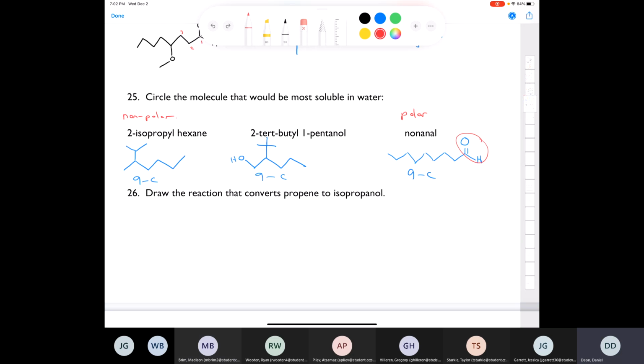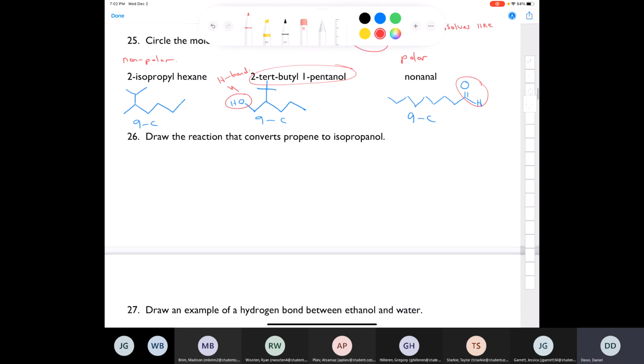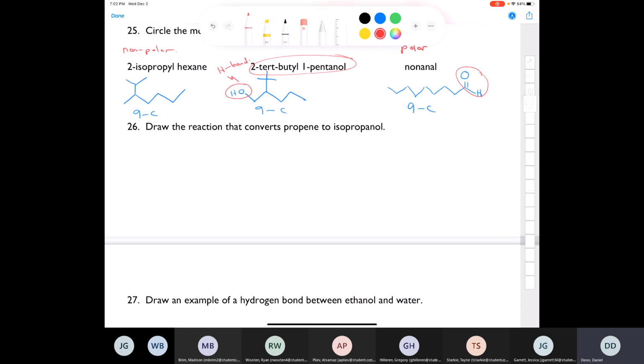Remember the rule, like dissolves like? So it's in water, so like dissolves like. This molecule is capable of hydrogen bonding, right? So this can H bond or hydrogen bond. And so the answer is going to be the alcohol, right? Water has 2 hydroxyls in it, technically, right? So water can hydrogen bond and the alcohol can hydrogen bond. All right.